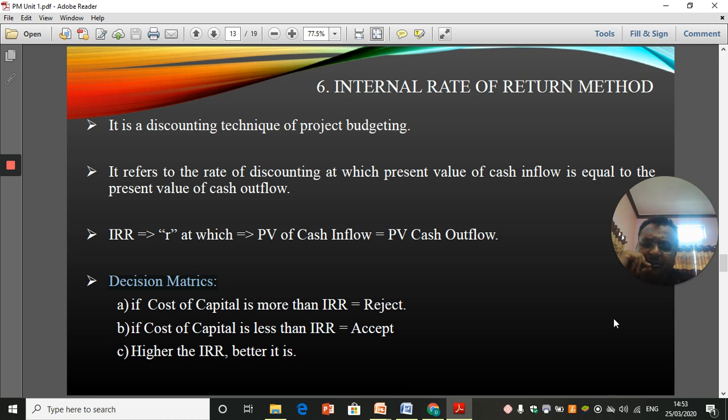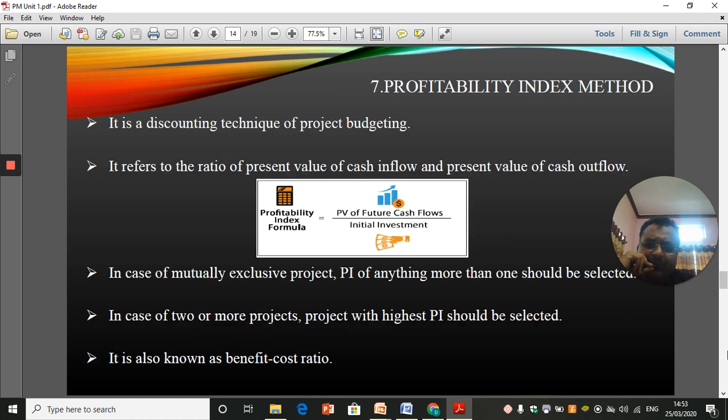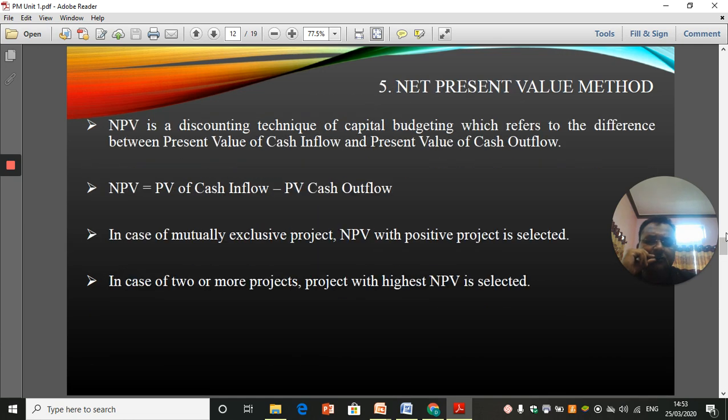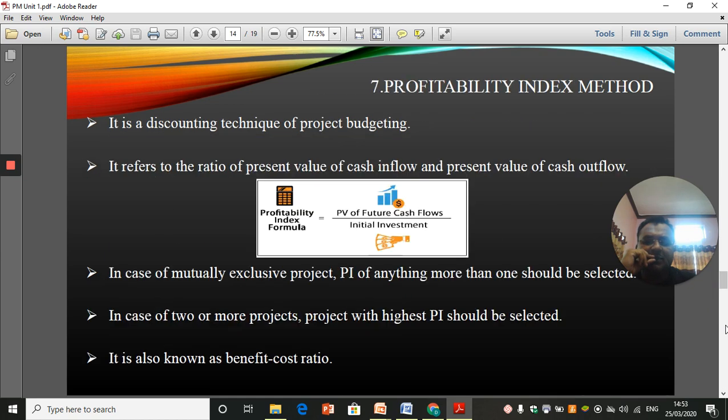That is very important. When we'll be dealing with numericals, we'll deal with these things in a more practical and more detailed sense. Then let's go for the profitability index method. It is very similar to the present value method, NPV. In NPV, if you remember, we used to do present value of cash inflow minus present value of cash outflow. In profitability index, what we are doing is present value of future cash inflows divided by present value of cash outflows. So it is just a division.